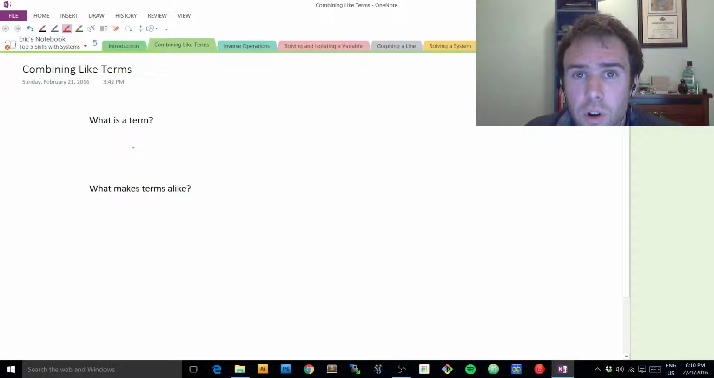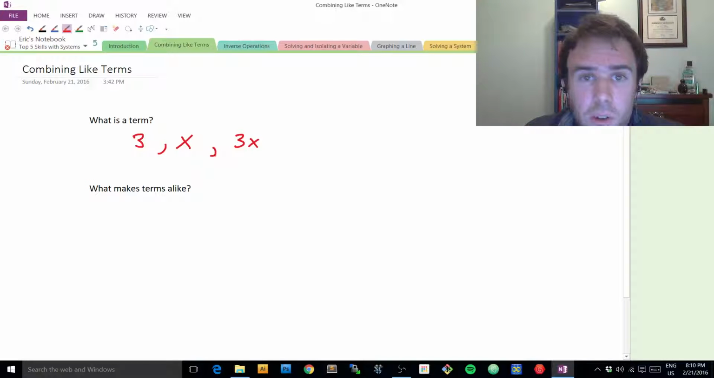So a term could be 3. That would just be a number. A term could be a variable. We could say x. Or a term could even be 3x. It's referring to how many x's that we have. So when we think about terms, they could have multiple parts to them.